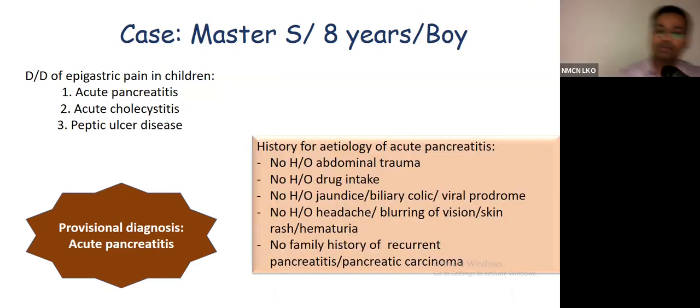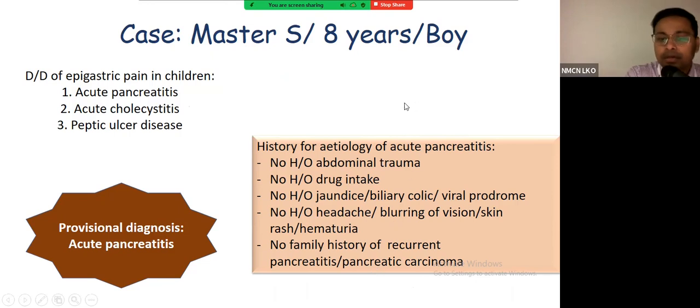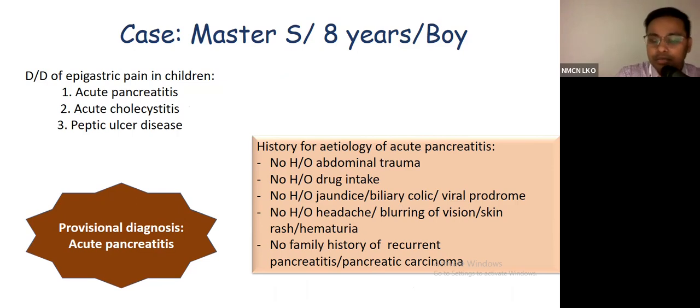Along with that, we took a history to know the etiology of the acute pancreatitis. There was no history of any abdominal trauma, no history of any drug intake. There was no history of any jaundice, biliary colic, or viral prodrome. There was no history of headache, blurring of vision, skin rash, or hematuria, or of recurrent pancreatitis or pancreatic carcinoma in the family.